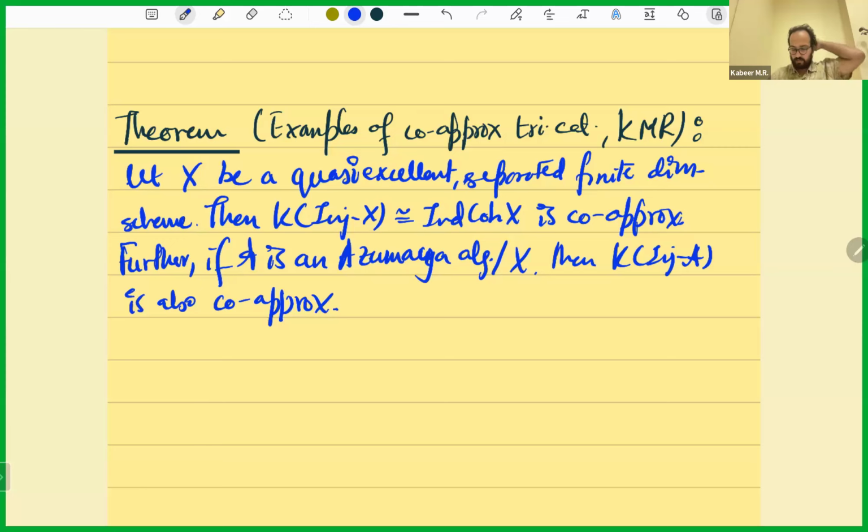For those who haven't seen quasi-excellence, all finite type schemes over a field are quasi-excellent. So every variety is quasi-excellent. But the definition is a bit involved, and I don't want to get into it at the moment. Anyway, these are the examples of approximable and co-approximable triangulated categories. Okay, so I'll move on to trying to state the definition of G-approximability after this. So I'd like to pause if there are any questions at the moment.